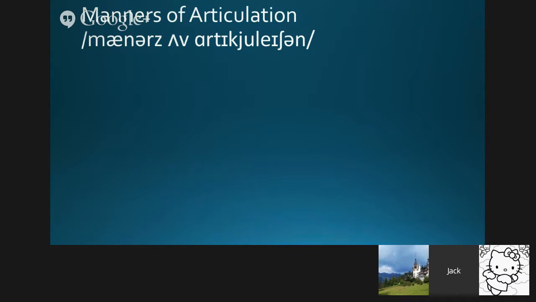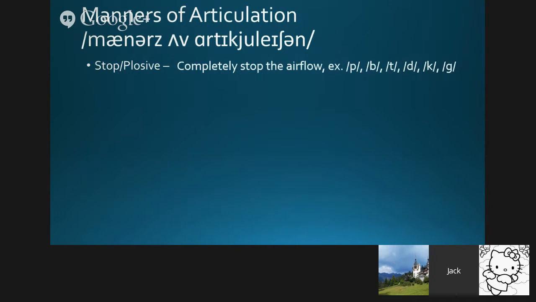Manners of articulation. The first one is called a stop because it completely stops the airflow. This is p, b, t, d, k, and g. And you can feel how all of them, if you hold it, you go p. You can't make any noise before you release the p. You completely stop all the air.